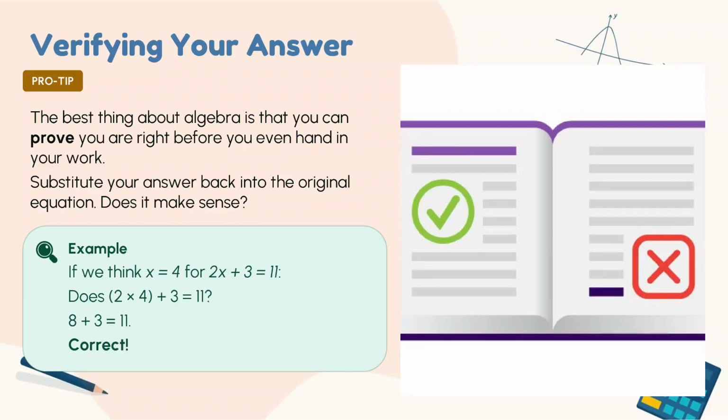2 times 4 plus 3 equals 11. 2 times 4 is 8. 8 plus 3 is 11. The left-hand side equals the right-hand side, so the answer is correct.